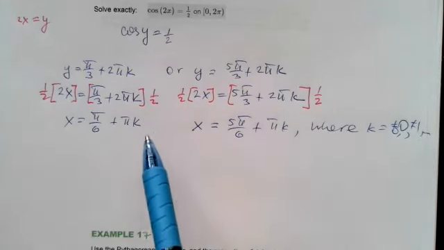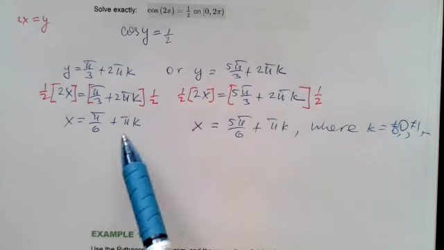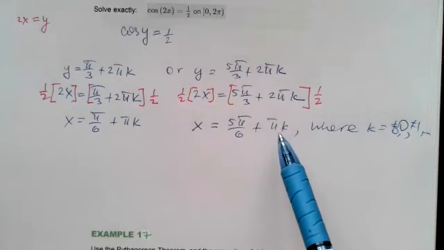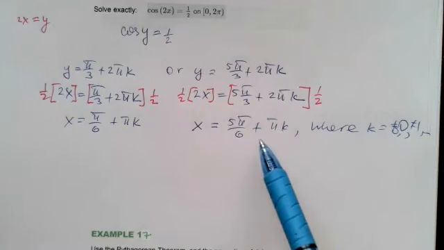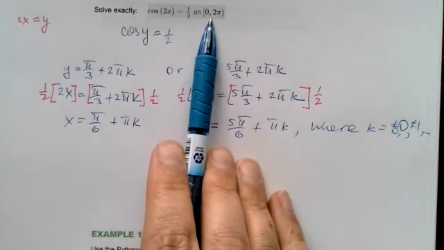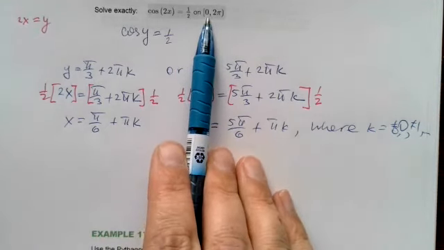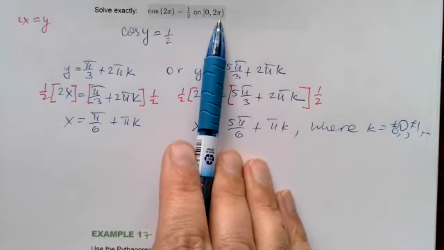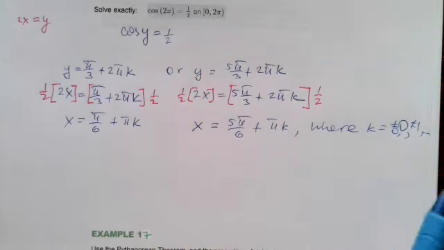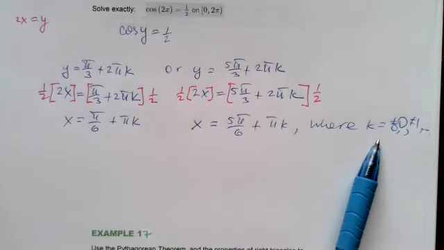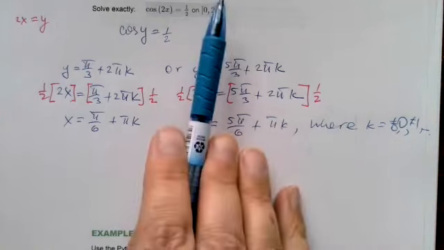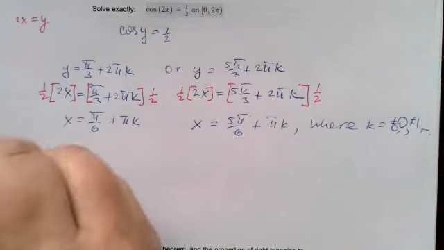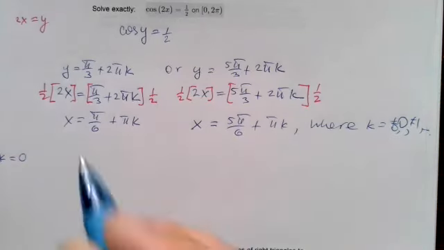Okay. Now these equations describe all solutions. Out of these solutions, we have to choose ones that satisfy our domain from 0 to 2 pi. So we're going to plug in different values for k and see if our angle falls into this region. So we're going to start with k equals 0.